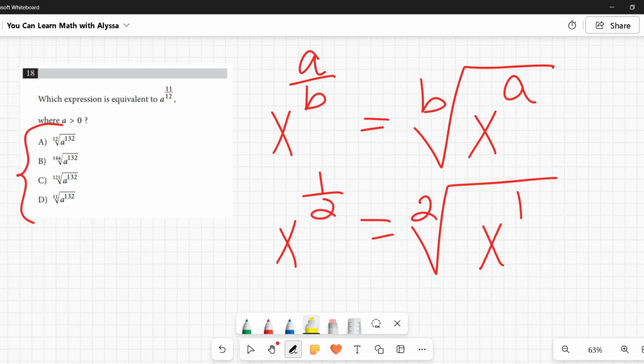That to me is the way that I always remember which one goes where, because I know x to the power of 1/2 is a square root. So the 2 is outside for that square root. We always have to come up with ways to remember these sort of things.